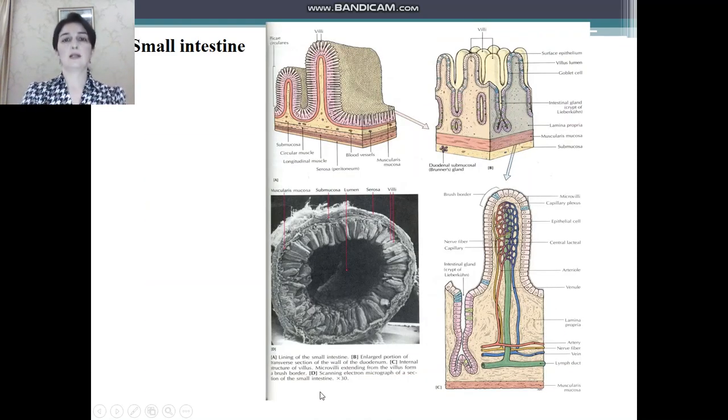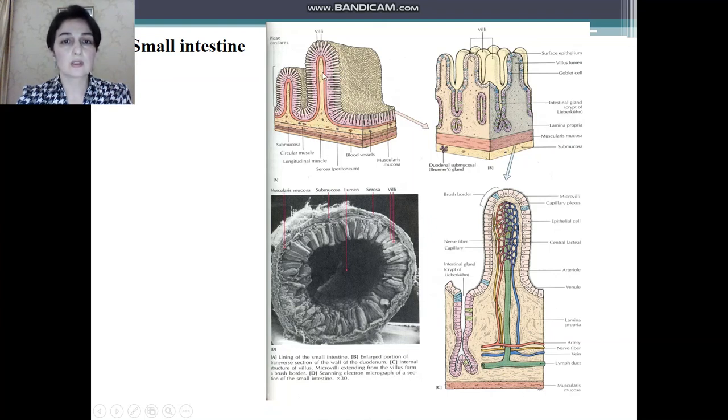Okay, small intestine. Let's now talk about the small intestine. It is the longest part of the alimentary canal. Its length may reach up to 7 meters, and it has 3 portions: duodenum, jejunum, and ileum. In the lumen of the small intestine, we can see, first of all, these large folds. They are called Kerckring folds. They are composed of the mucosa and submucosa.